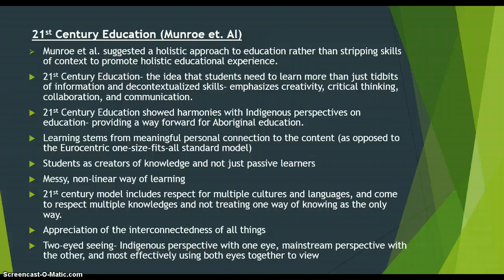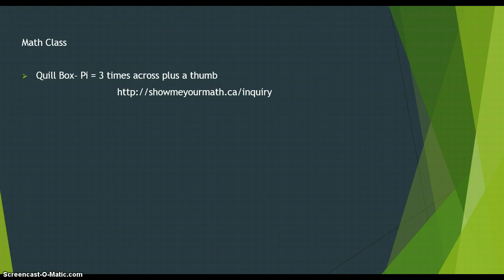And she talked about how this is really the Indigenous way of knowing, but it's also the way that our education system is moving towards anyway, with students as creators of knowledge and not just passive learners, and having an appreciation for the interconnectedness of all things. The two-eyed seeing way was having Indigenous perspective with one eye, mainstream perspective with the other, and using both eyes together to bring something into focus, or that's the way that you view it.